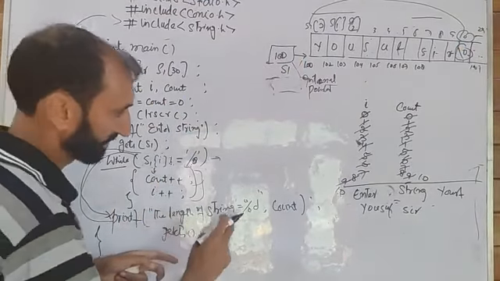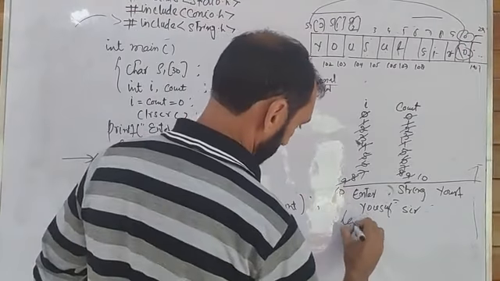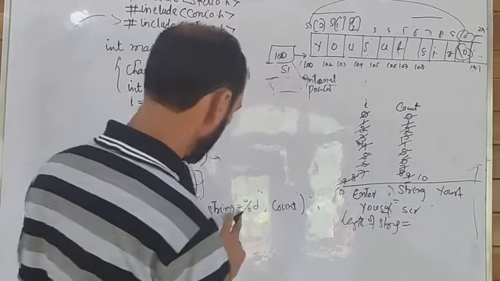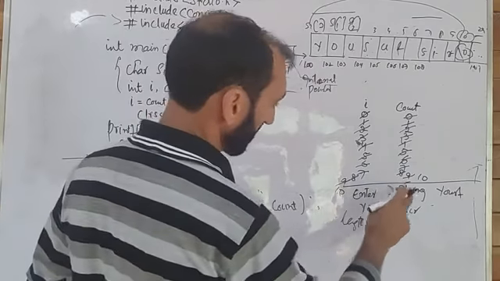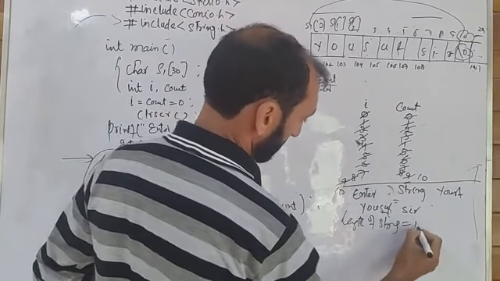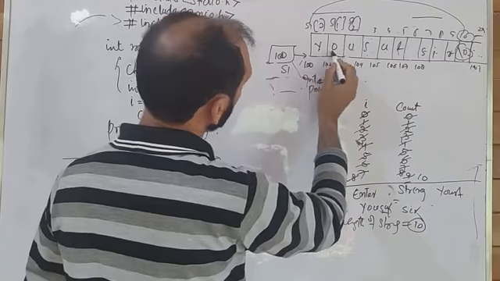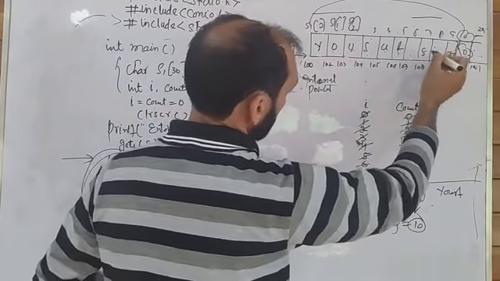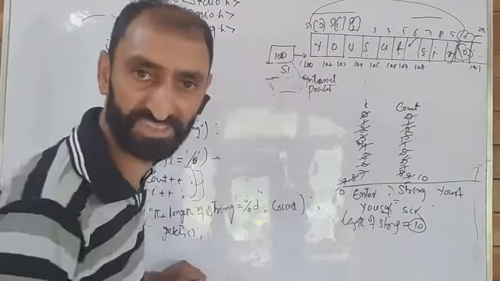So we get the length of the string. The length of string equal to %d, count. The count is 10, and that is printed. Consider the characters 1, 2, 3, 4, 5, 6, 7, 8, 9, 10, including this white space.